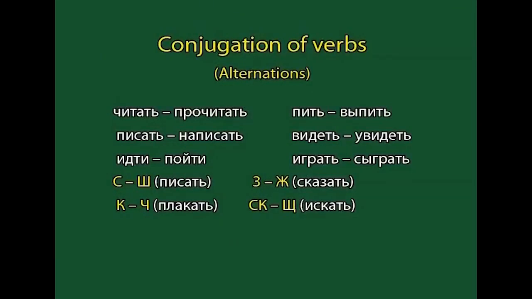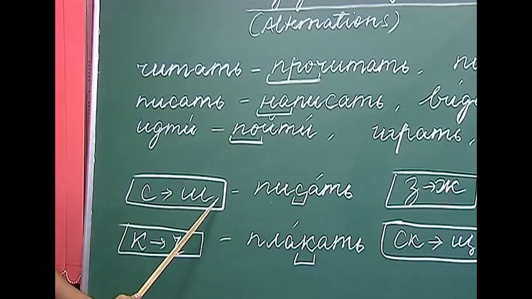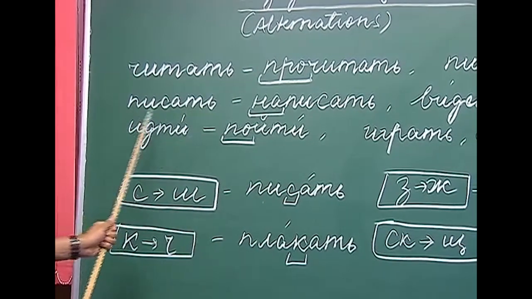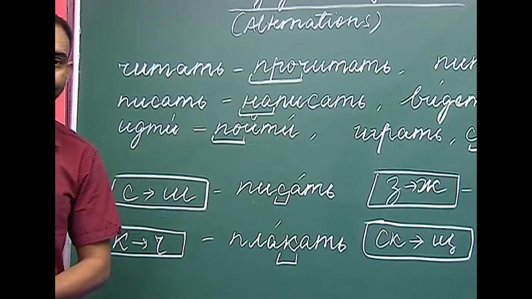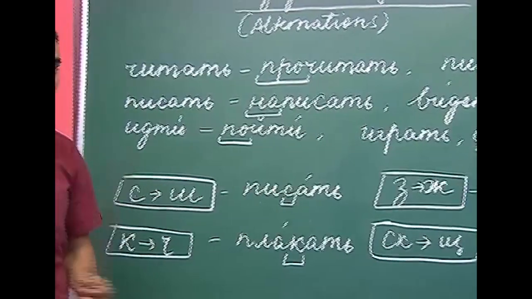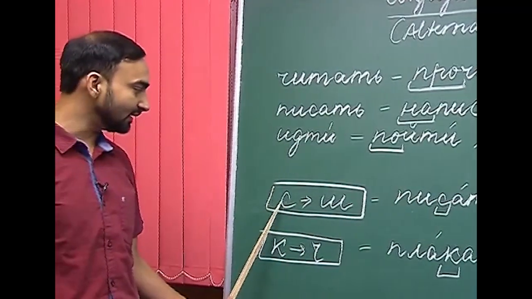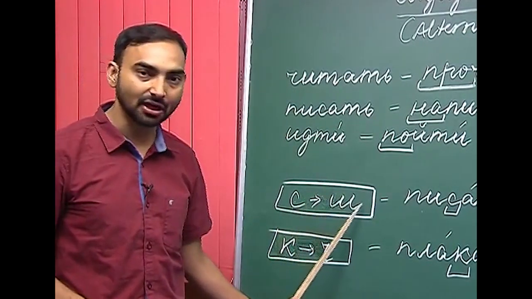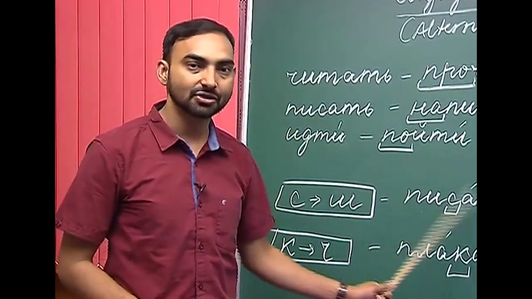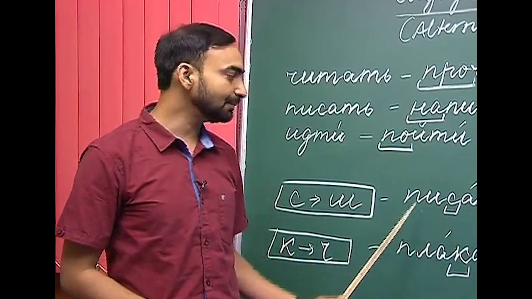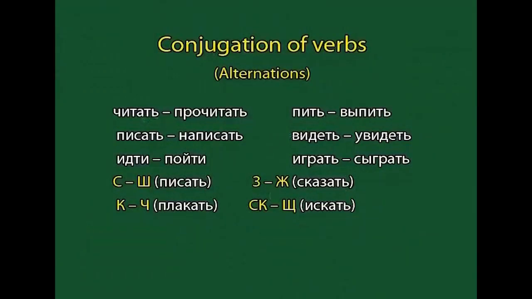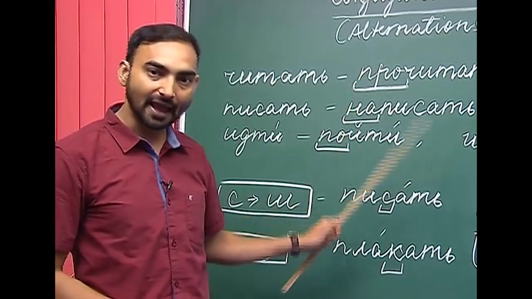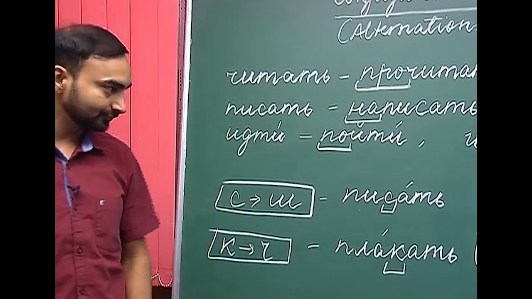The first alternation happens when we change the consonant s to sh, as we have done in the case of pisach. So, how do you conjugate pisach? Ya pishu. Here we are not using the consonant s, we have changed the consonant to sh. Ya pishu, ti pishish, onana pishit, mi pishim, vi pishite, ani pishut. So, here the alternation happens between s and sh, and this alternation carries forward to all the other forms.